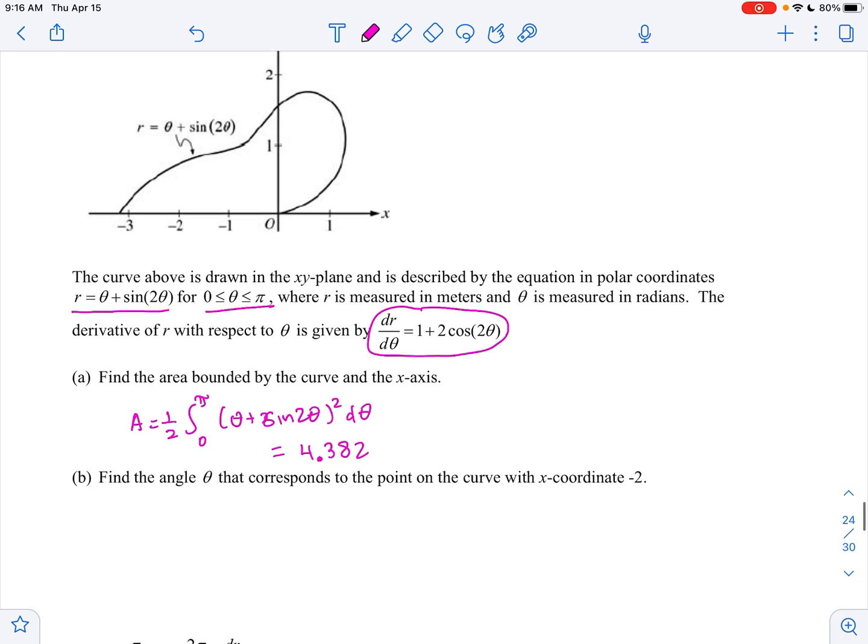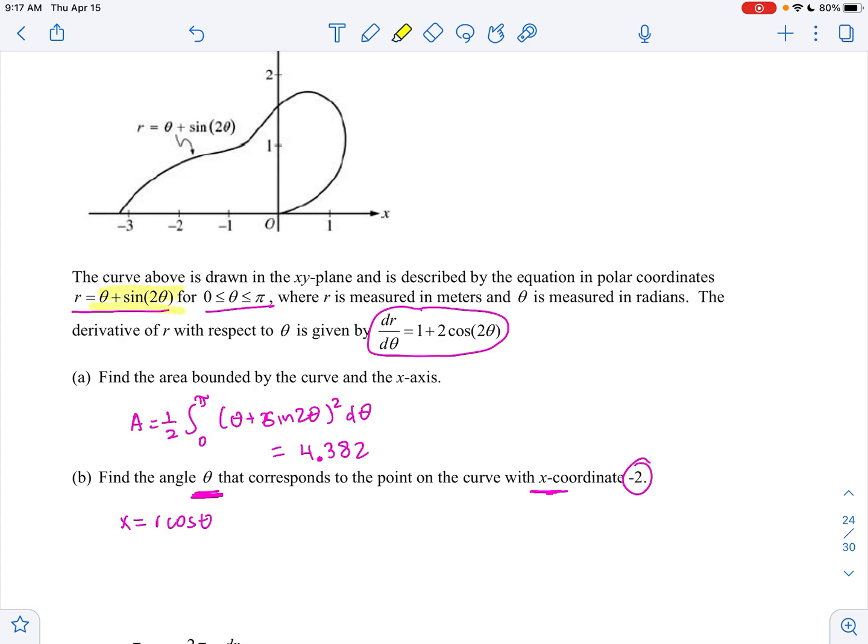So for part B, they want you guys to find the angle that corresponds to the point on the curve with the x coordinate of -2. So this is a relationship between theta and x. Go back to your equation, and it looks like we have nothing to show for x. So what we do is we write down what we know. Well, we know x is r cosine of theta. R is given above here.